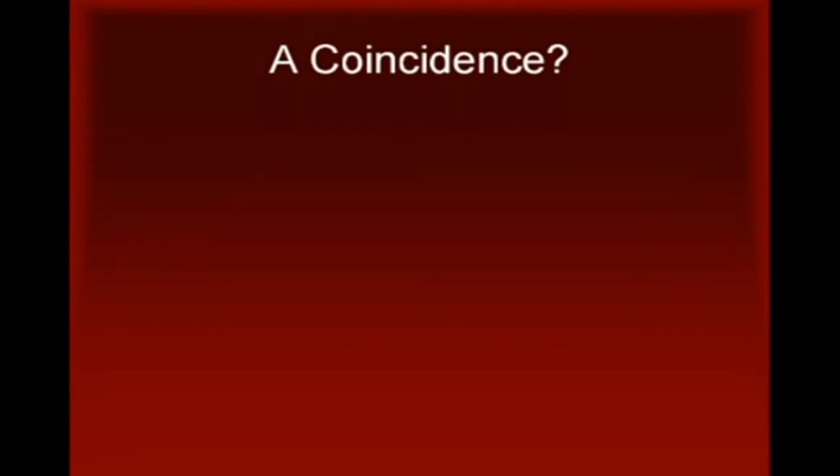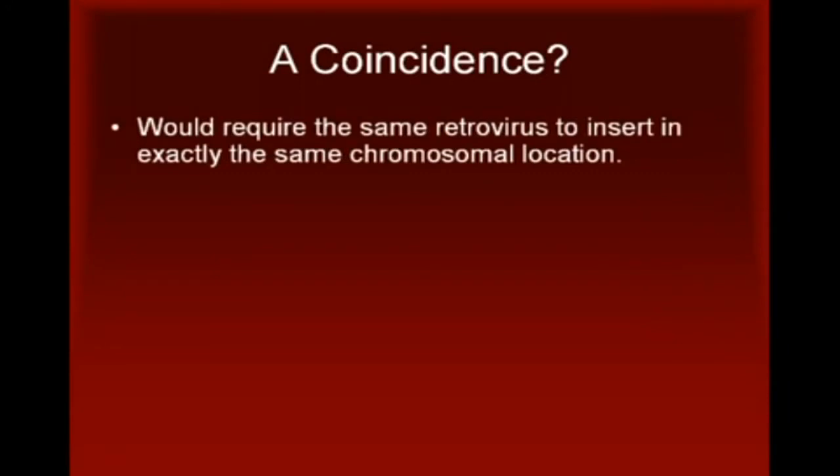For it to be a coincidence, the ancestors of modern humans and chimpanzees would have to have been separately infected by the same retrovirus that inserted its DNA in exactly the same chromosomal location in their respective genomes. It is possible to roughly calculate the likelihood.